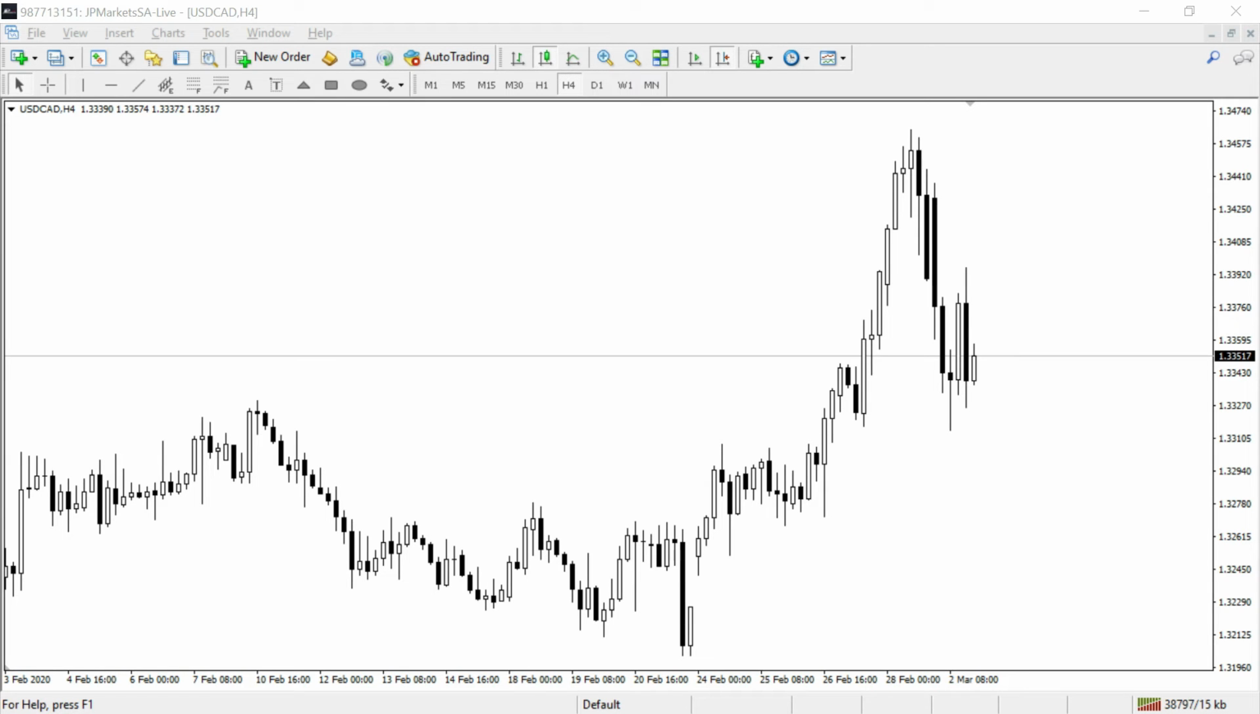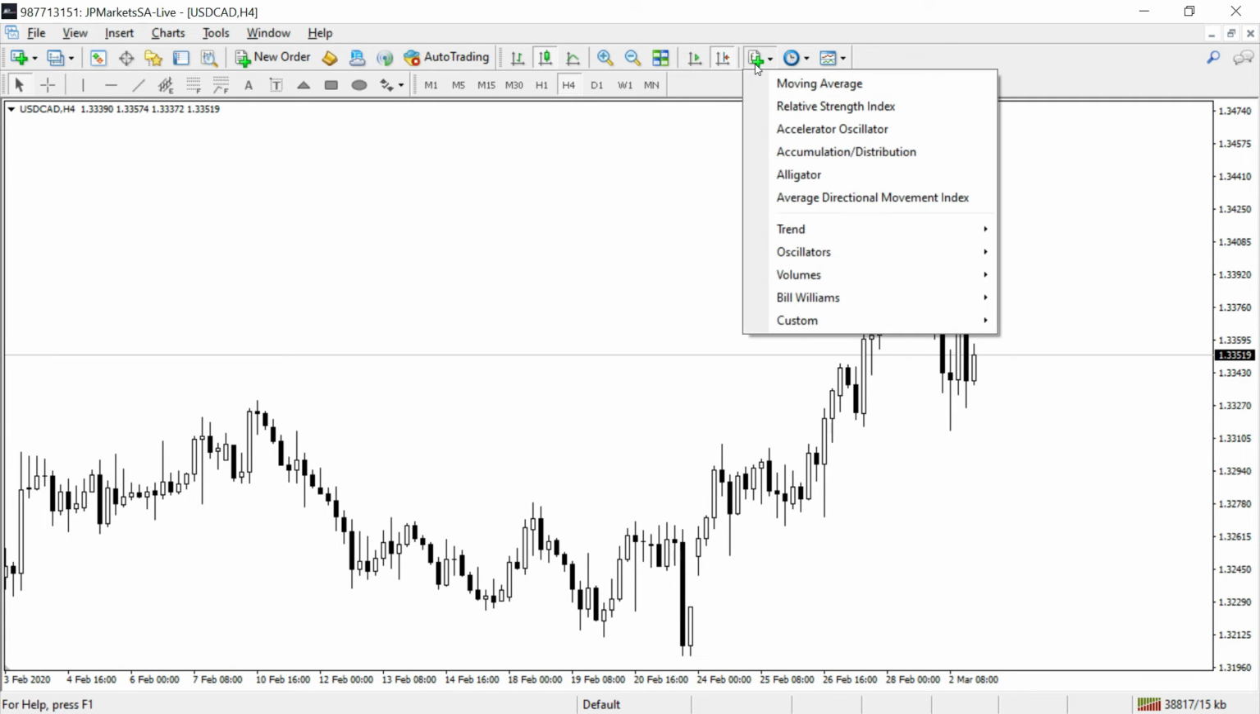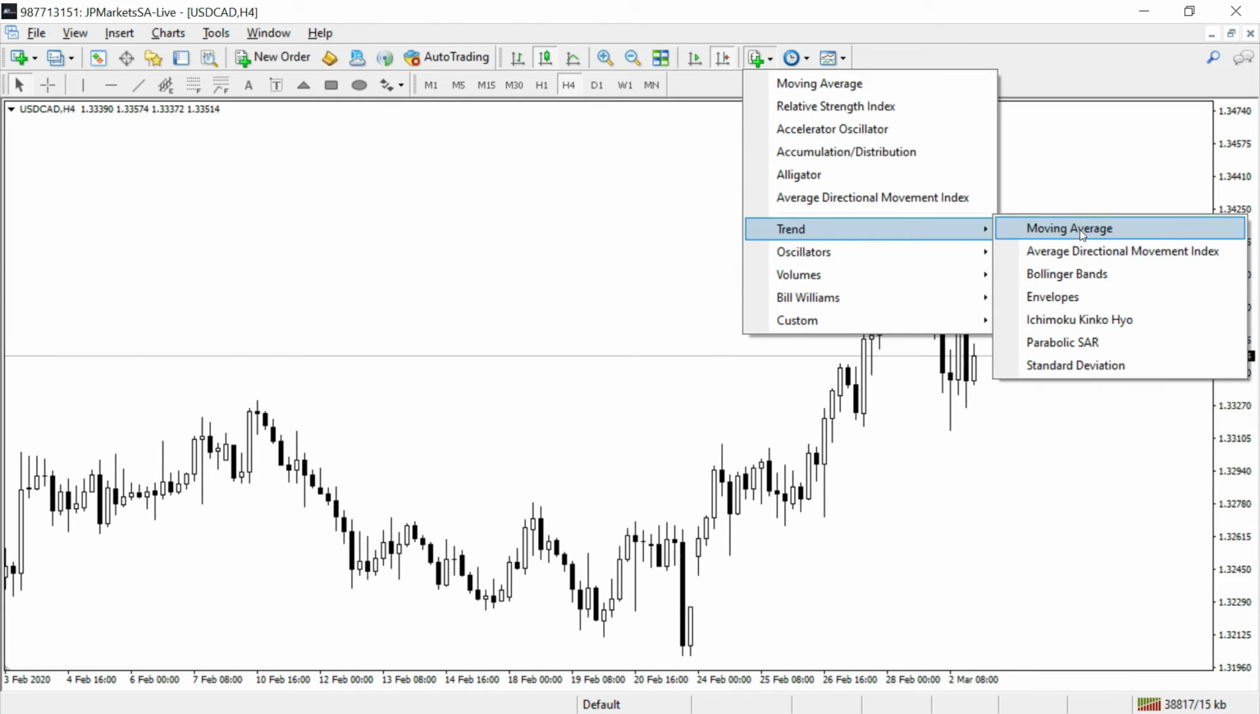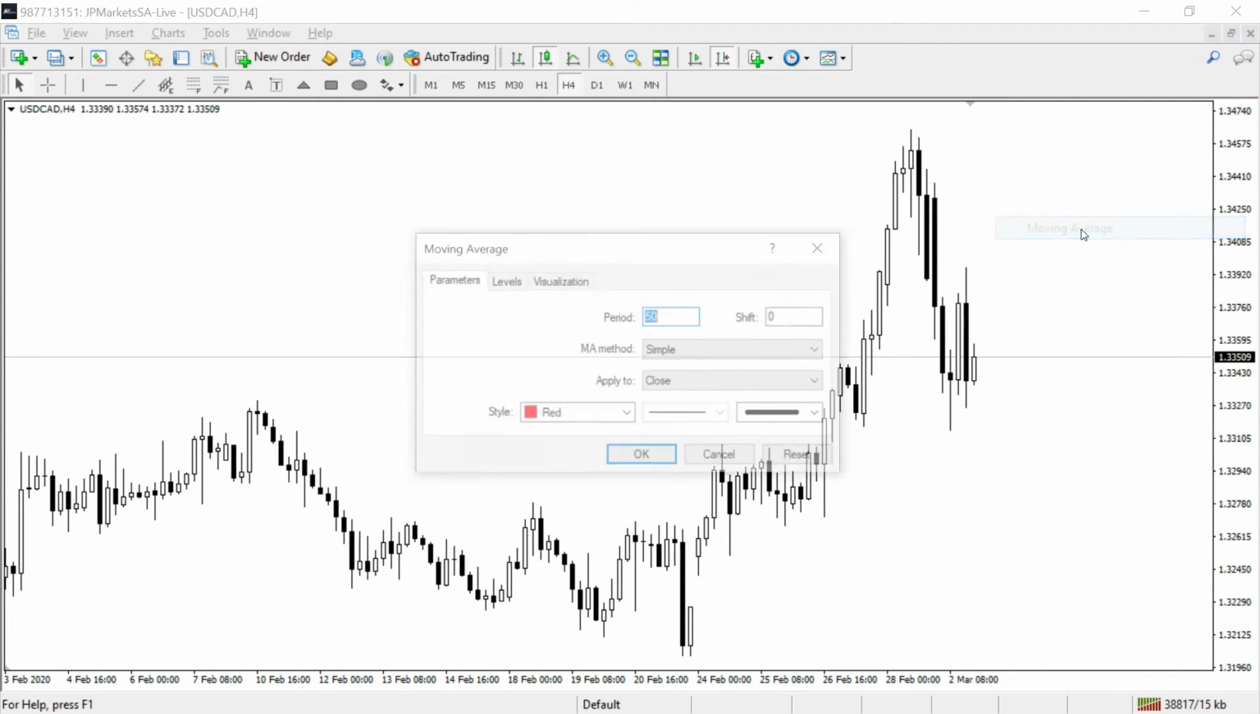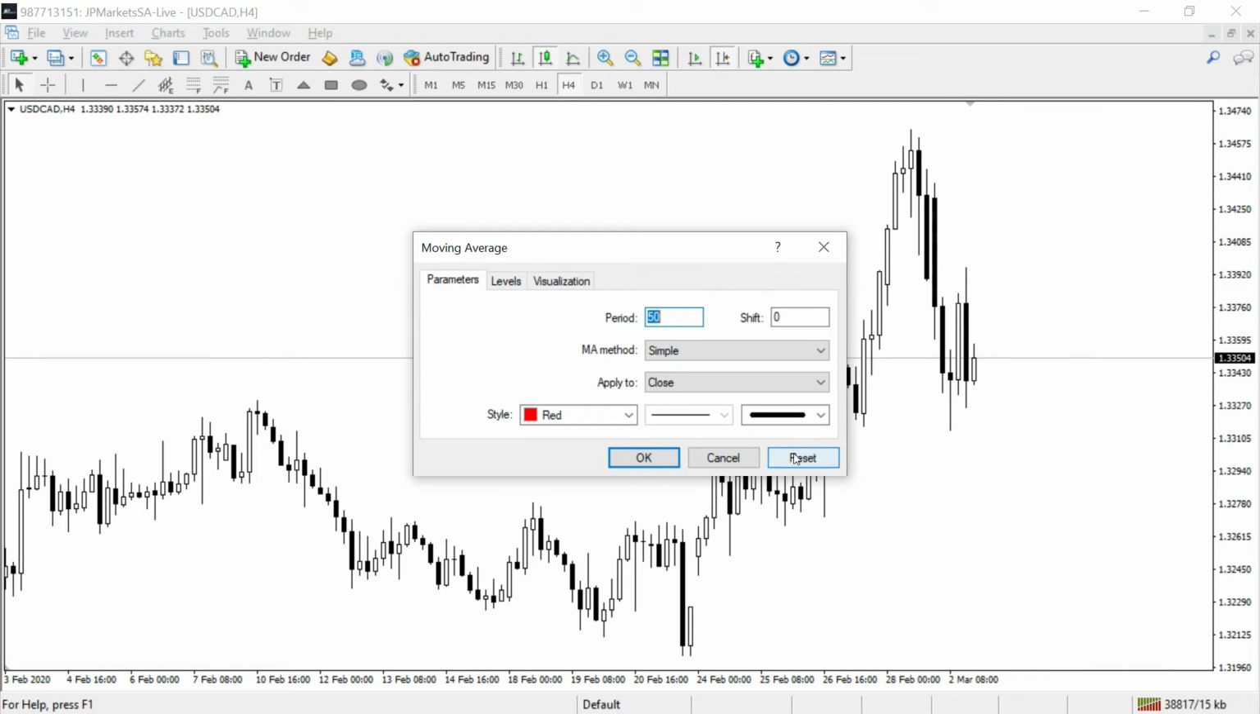Let's take this example. We're currently sitting on the USD CAD on the 4-hour time frame. If you click on this button here, it'll drop down and show you a list of all the available indicators you have on the MT4. If you go under trends, you'll find the moving average somewhere around that area. Click on moving average. If you press on reset, it will set it to the default setting.